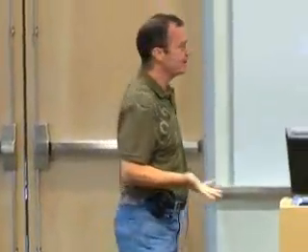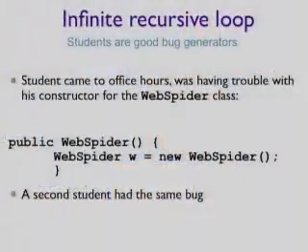And this was a freshman course, I hadn't talked about what's a stack overflow. I hadn't even talked about what a stack is. A second student came in with the same bug. And at this point I realized that really it was my mistake, because I'd given them this method template. I said, fill in the body of this method, and I'd given them a comment, construct a web spider. And so that's what the students proceeded to do. I should have made the comment, initialize a web spider.